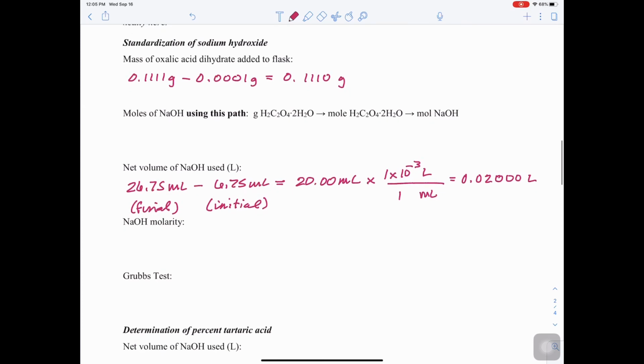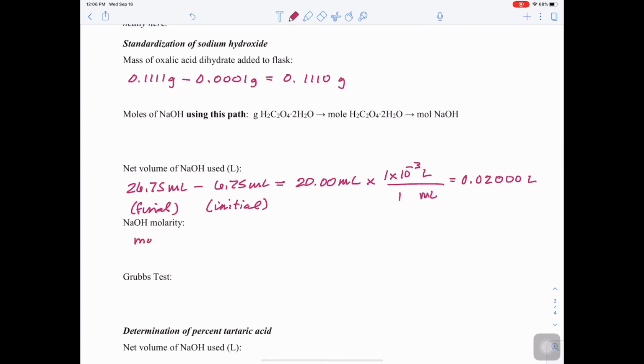The next calculation is the molarity. Here I'm going to take the moles of sodium hydroxide and divide by the liters of sodium hydroxide solution. So the answer to this part is the moles of sodium hydroxide. Here is your volume of sodium hydroxide solution. And so whatever we got from up here will go here. Do the math, report the molarity with the correct number of significant figures. There should be 4 significant figures and it should be close to 0.1 molar.